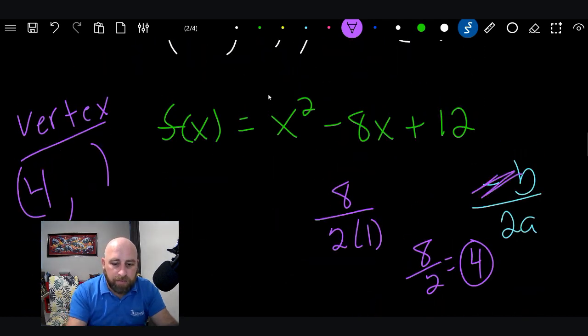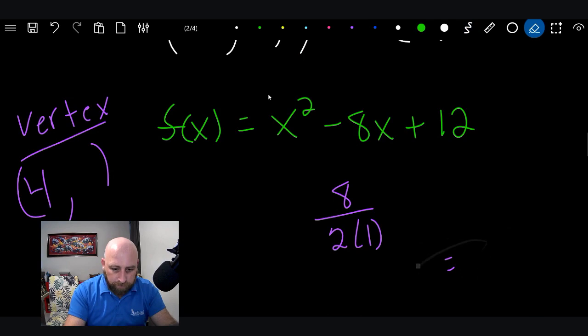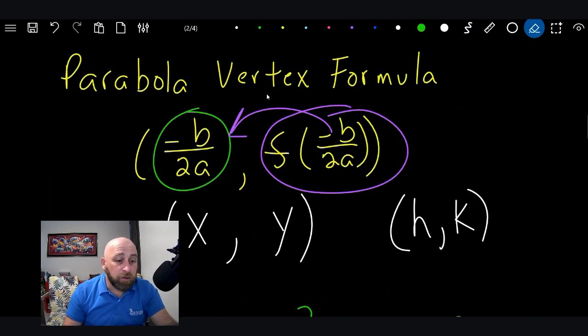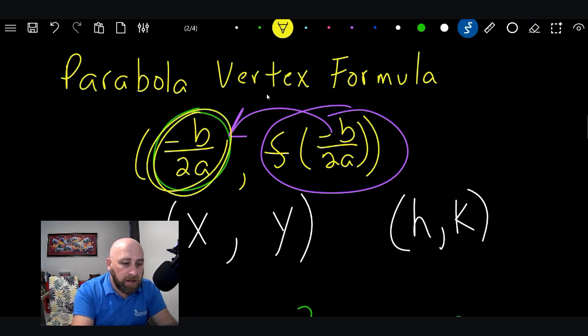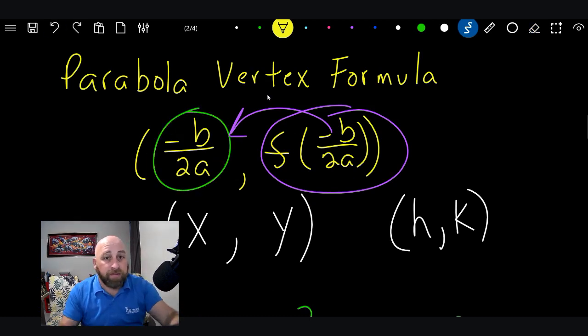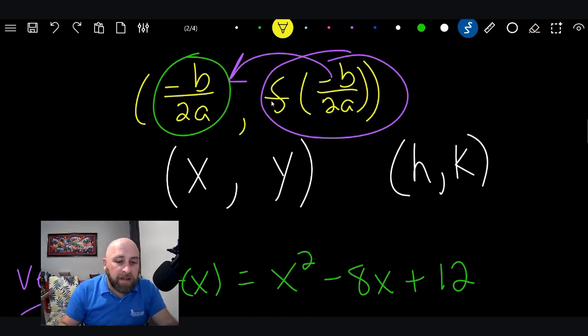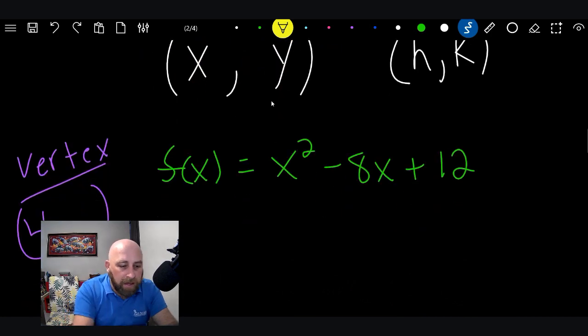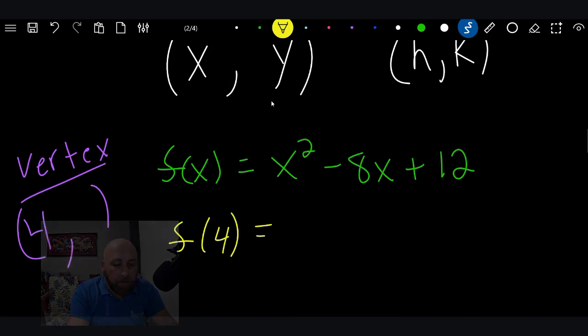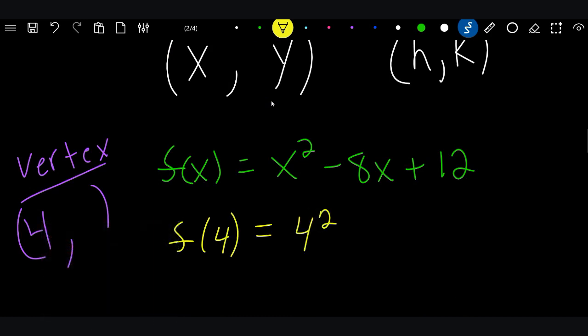So let's erase some of this stuff. What was the solution to this right here? It's 4. So now we want to find the function of 4. How do we do that? Well, everywhere there's an x, we're going to put in a 4. We're going to find the function of 4 now, which equals 4 squared minus 8 times 4 plus 12.